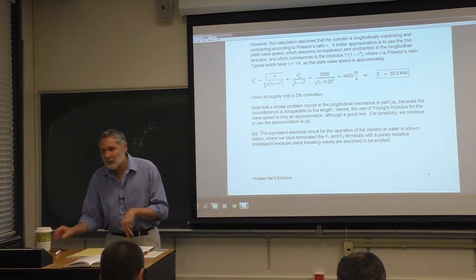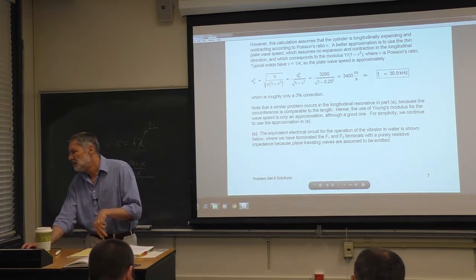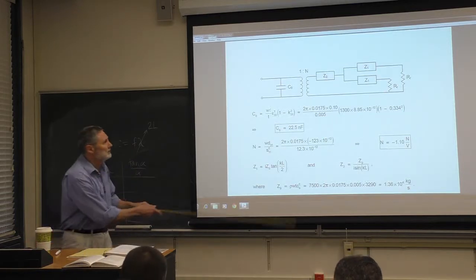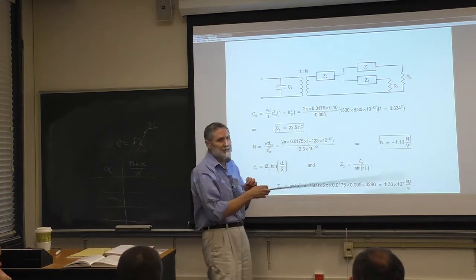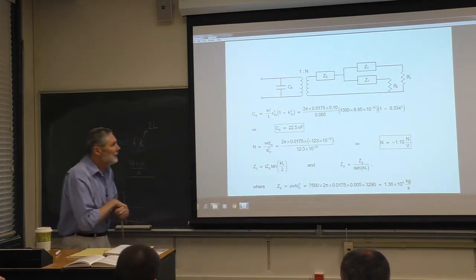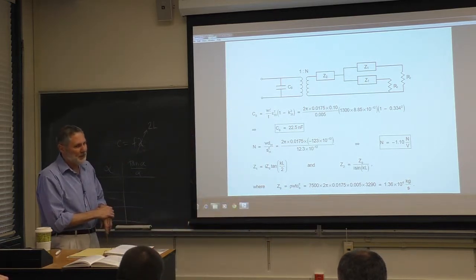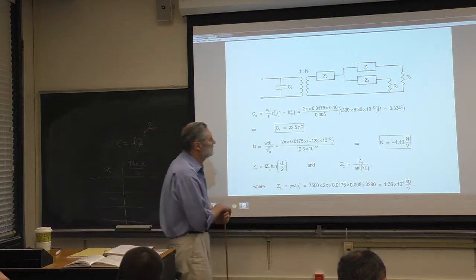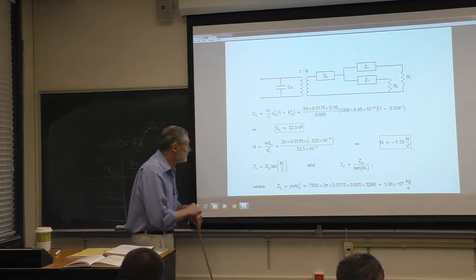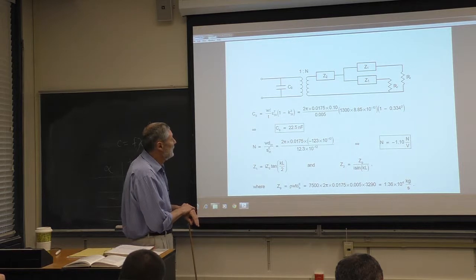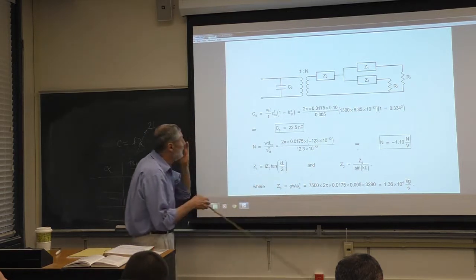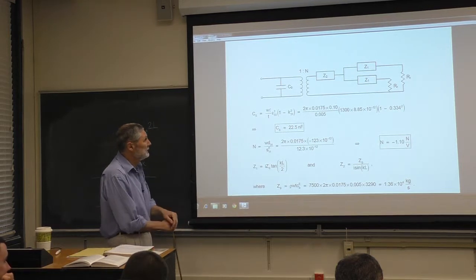Okay, so here's the equivalent circuit. And now we've got a load on here. This is the radiation resistance. And you can see we've got plates, caps on both sides to make it symmetrical. We'll talk about the value of this radiation resistance in a minute, but let's look at these other values here.